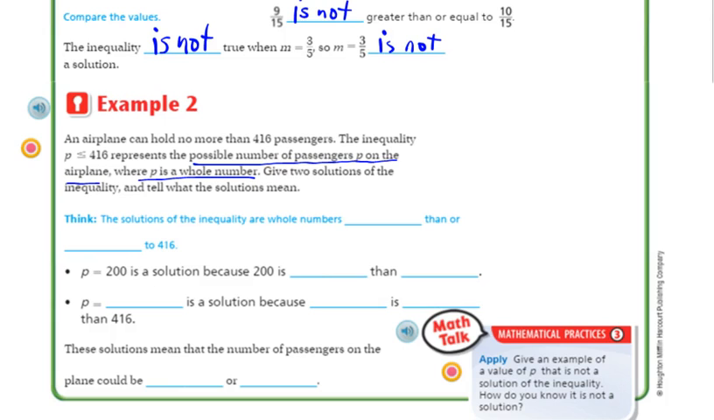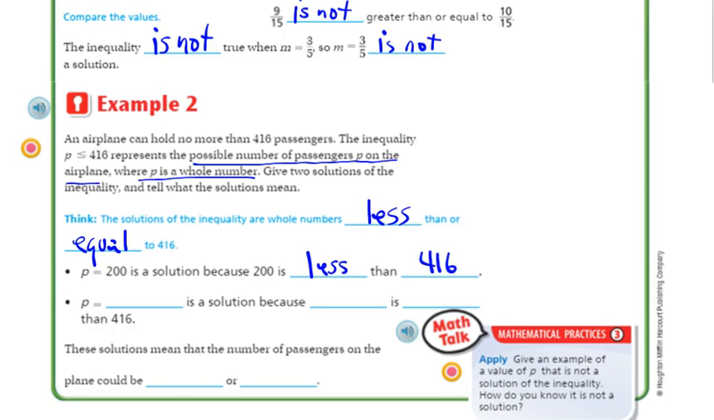All right, so think. The solutions of the inequality are whole numbers, and these whole numbers must be less than or equal to 416. Because you can't have more than 416 passengers on a plane. You just don't have enough seats. So in this case, you want to be less than 416. P equals 200 is a solution because 200 is less than 416.